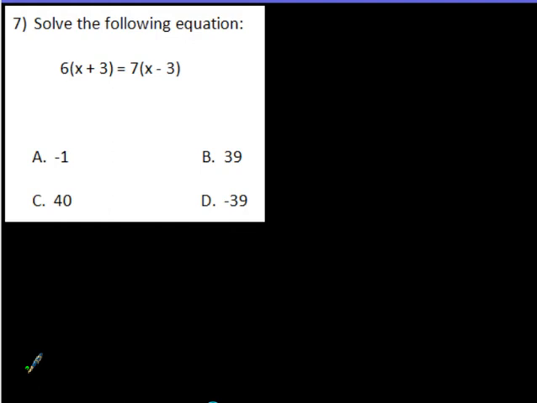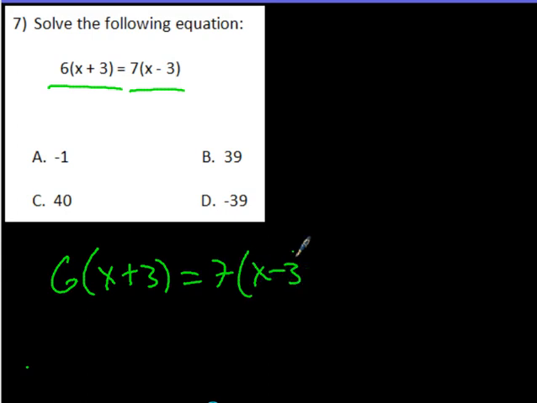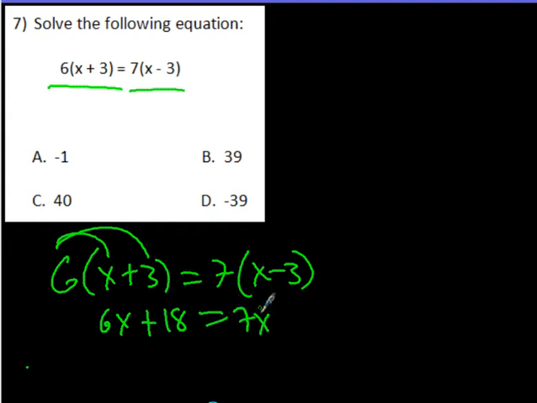All right, here we go. Solve the following equation. Do you know how to solve an equation? That's the only thing being asked here. Distributive property: 6x plus 3 equals 7, x minus 3. 6 times x is 6x. 6 times 3 is 18. The sign stays, 6 is positive. 7 times x is 7x, and 7 times minus 3 is minus 21.